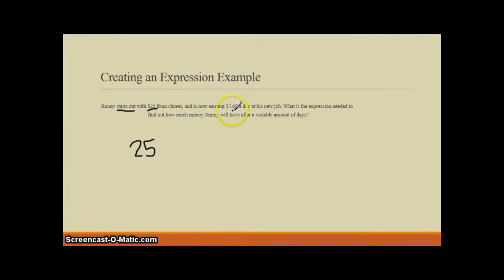And now you look and it says, and is now earning $7.65 a day. So "a day" shows you that it's going to be a variable with an x next to it. So you're going to do plus 7.65x. And you know that this is going to be a variable because it says here, how much will Jimmy have after a variable amount of days. So the x is going to be the random amount of days to find out how much money he will have after that many days working.